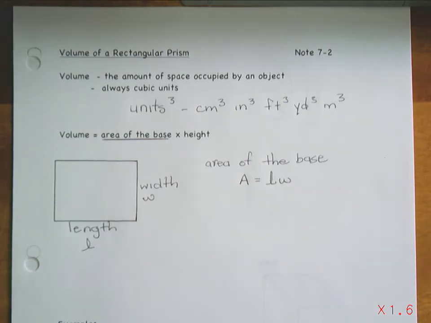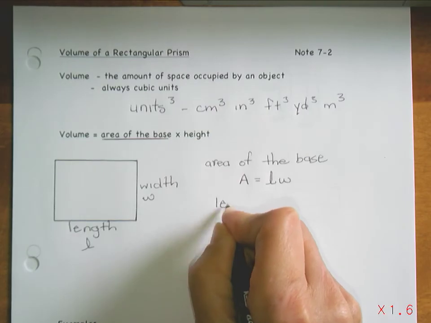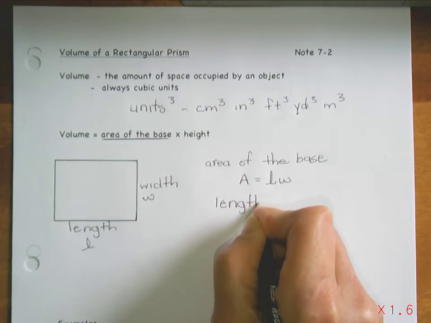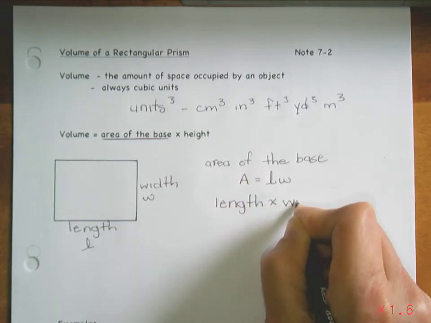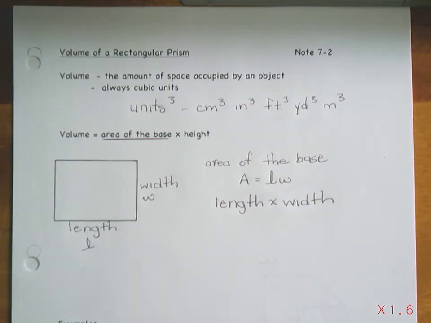Now, in this case, you don't have to do a written L. You can do an L that's printed. I just did a written one so that you don't think it's a 1. And that means length times width. Don't put the times sign in your formula because then it looks like a letter X and it is confusing. Once you know that, you can find the volume.